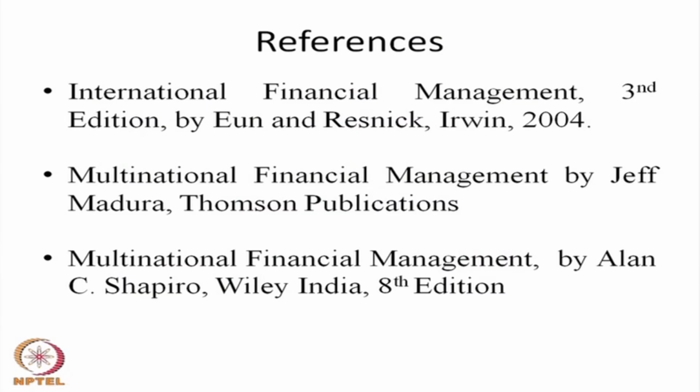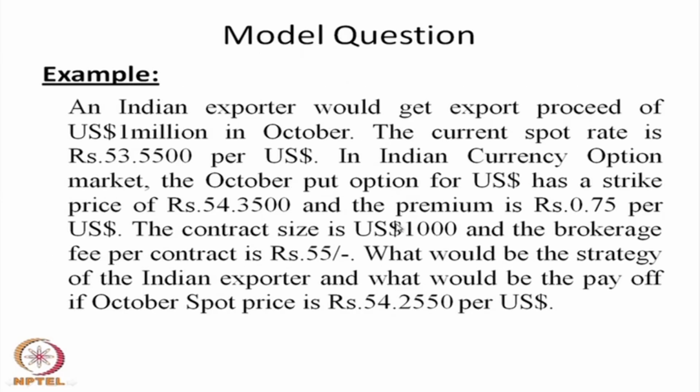Now, this is the end of this session, and you can see the references. These references are as earlier, and we have one model question for you. The model question is on the exporter side. The exporter would get export proceeds of $1 million in October. The current spot is running at 53.55, but in the currency options market, the October put option, since he is getting US dollars, he has to sell them, so he purchases a put option.